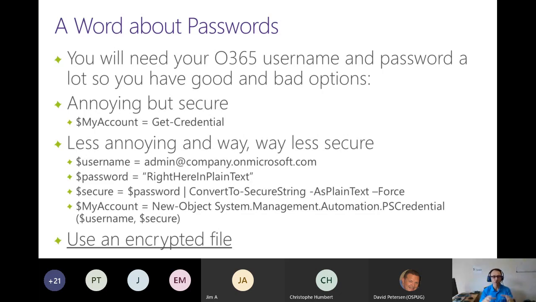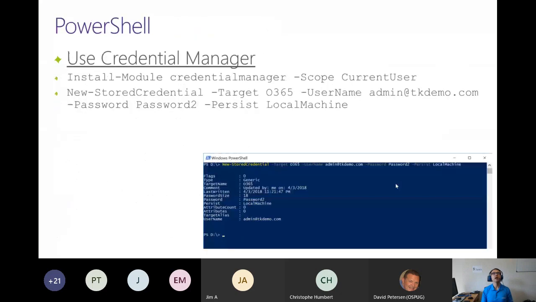So you can create a file on your file system that can only be unencrypted by the person who created it. It can only be unencrypted on the machine it was encrypted on. That's pretty secure. I did that for a long time. That was a good compromise between secure and easy to use. But the technology has advanced now.